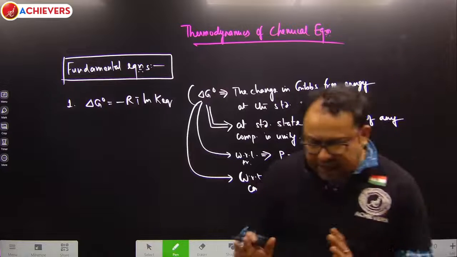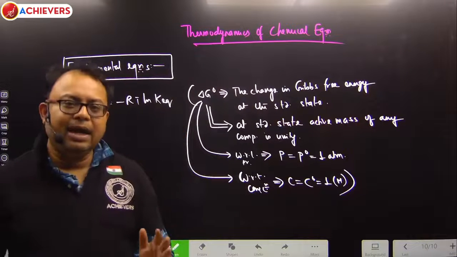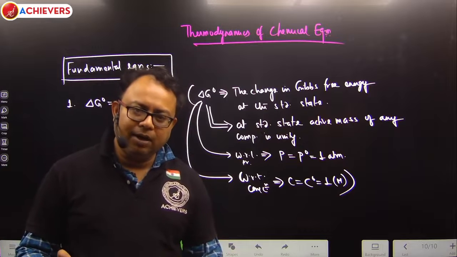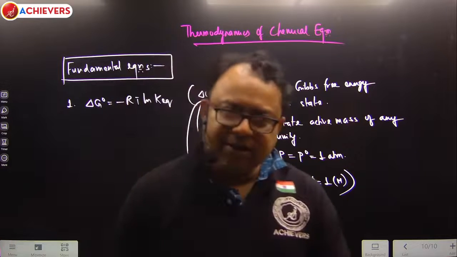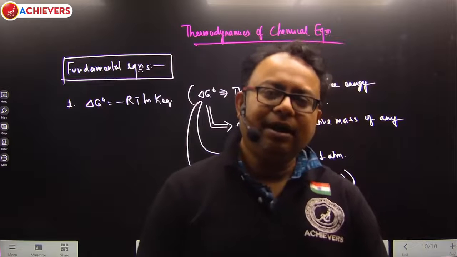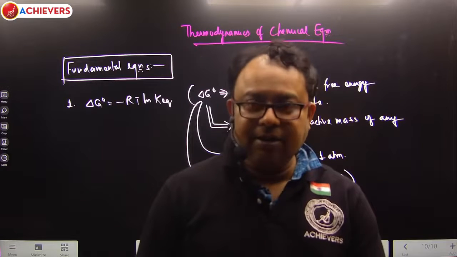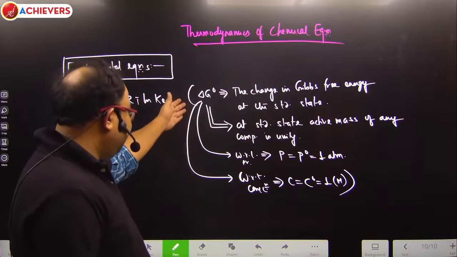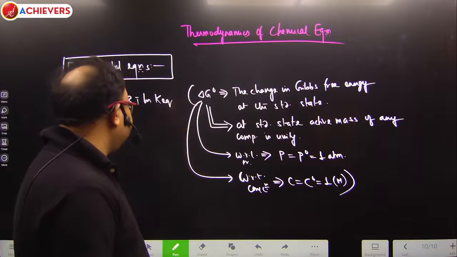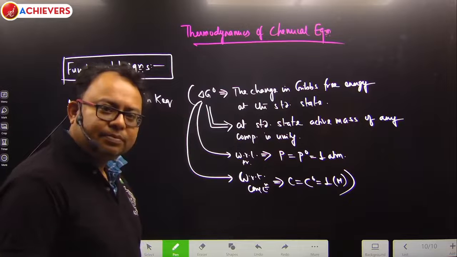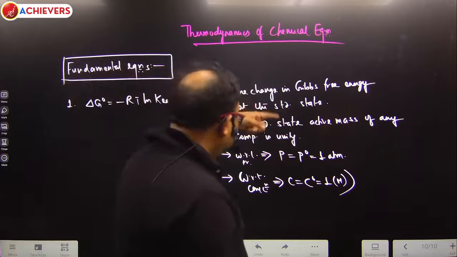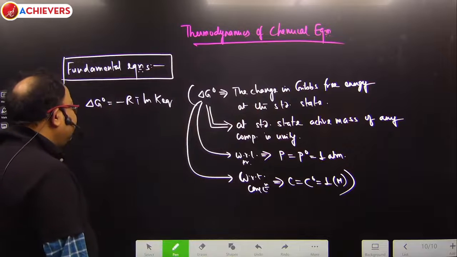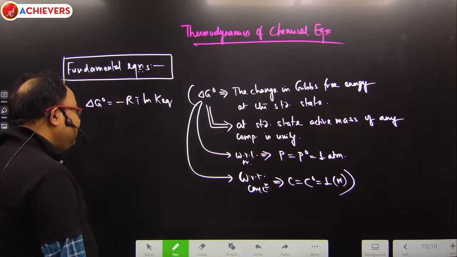If we define the standard state with respect to pressure, then at standard state the pressure is equal to P naught equal to 1 atmosphere. If we define it with respect to concentration, then at standard state the concentration is 1 molar. And the change in Gibbs free energy at standard state is known as delta G naught. So this is the expression, and we know that delta G naught is equal to minus RT ln K equilibrium.